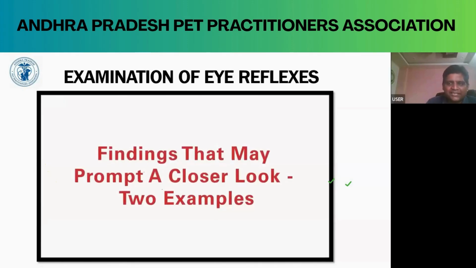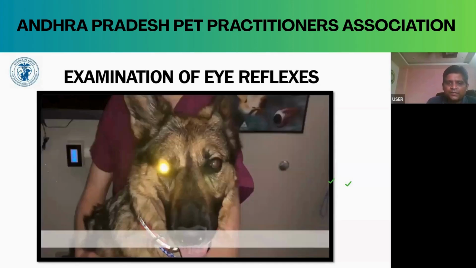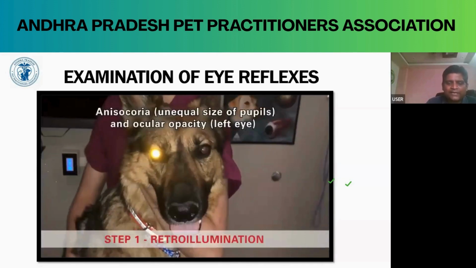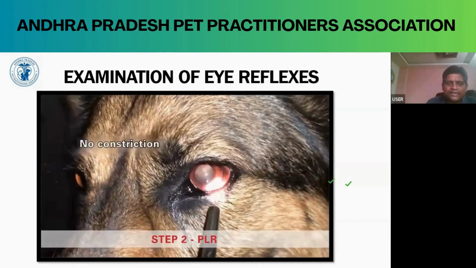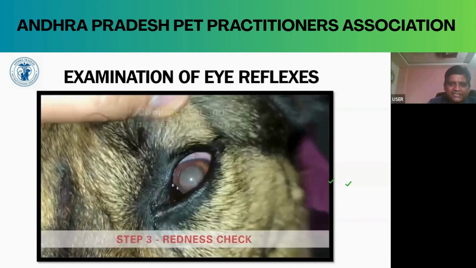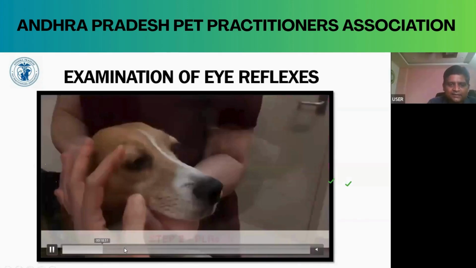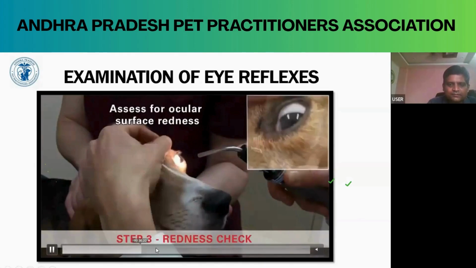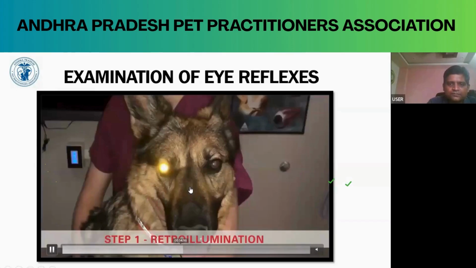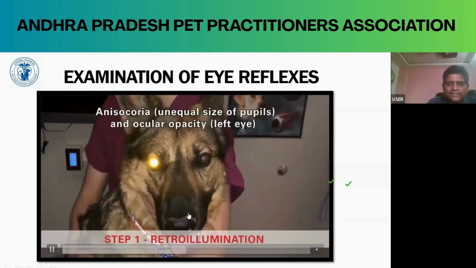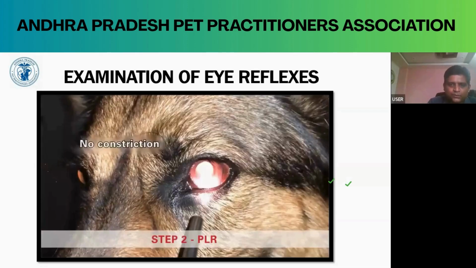So some abnormal conditions here. It's a 6-year-old German Shepherd, male castrated. You can clearly observe the tapetal reflex on the right eye, and also you can observe the anisocoria. Here you can appreciate the dilatation. Whenever a bright light is focused here, you can see clearly it is not constricting. So it is some abnormality.